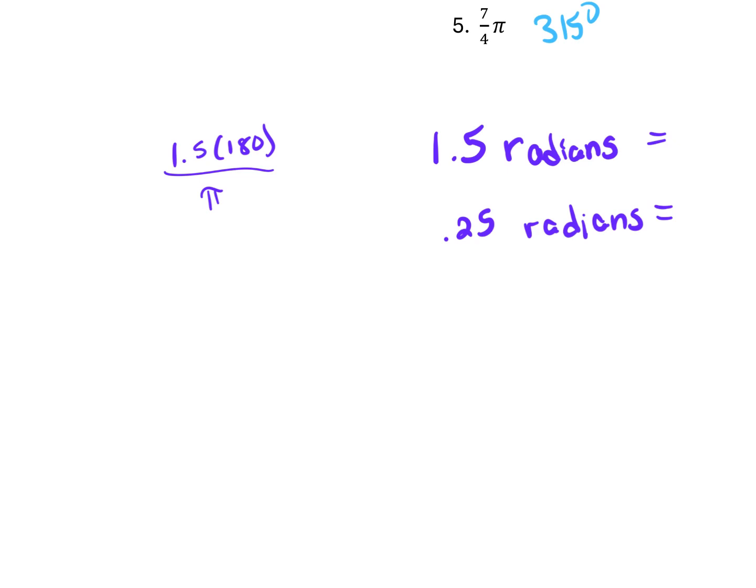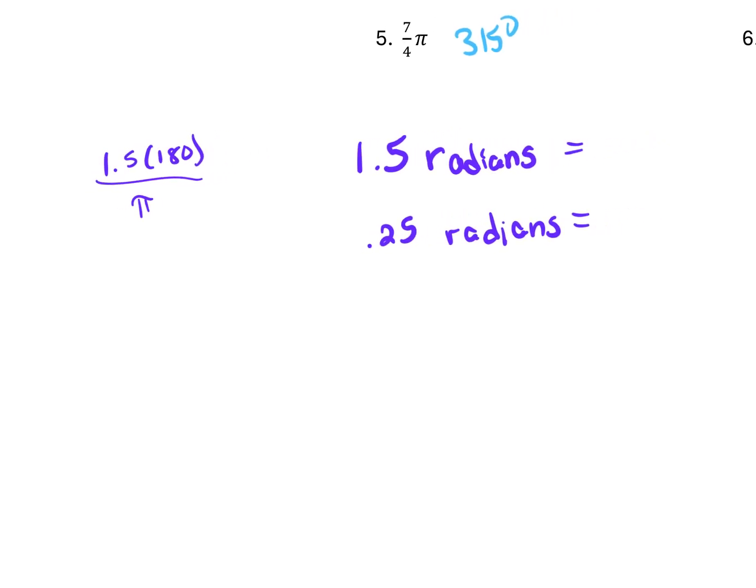What do we get for that? 1.5 radians is equal to 85.94 degrees. Did everybody get that? I just realized I forgot to mention it's going to be really important now that you keep track of what mode your calculator is in, whether you are in degrees or radians. If you're in radians and you punch in 1.5, you're going to get something very different than if you're in degrees and you punch in 1.5.